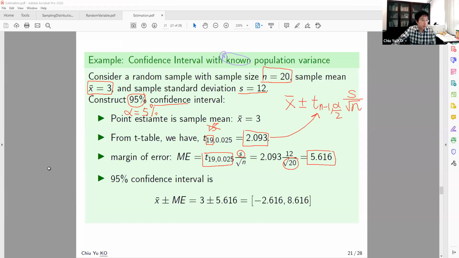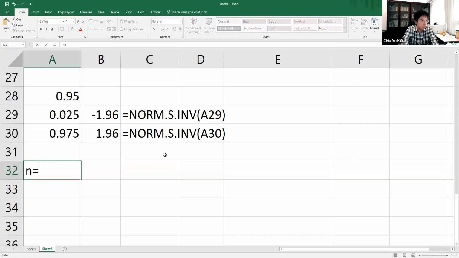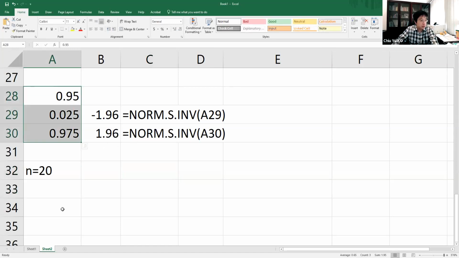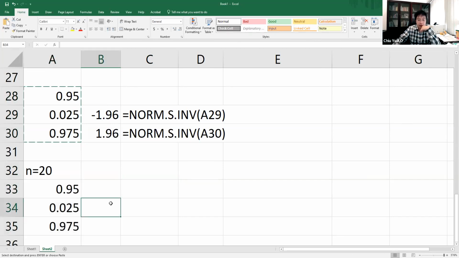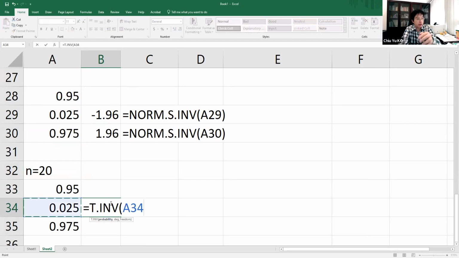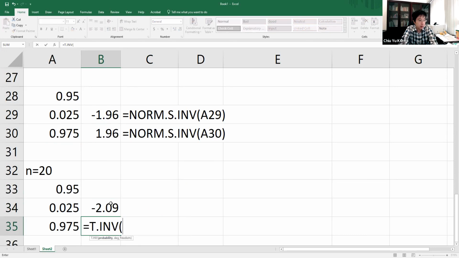Go back to the Excel. So we have n equal to 20. We also constructed the same thing. Now instead of normal, we use T inverse. The same logic, but we need to put in the degrees of freedom, which is 19 because n is 20. Same here, we have T.INV, and the probability is for the degrees of freedom 19.